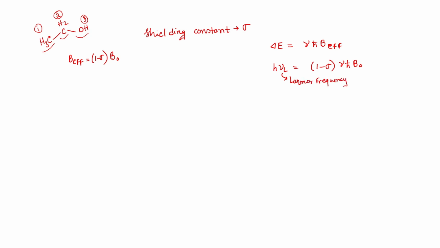This is what is being detected by the detector. The nu L is the Larmor frequency or precession frequency about which the nuclear spin is rotating. So that is (1 minus sigma) gamma B naught by 2 pi. This typically comes in the radio frequency range, where the energy is very less. So this is one part.